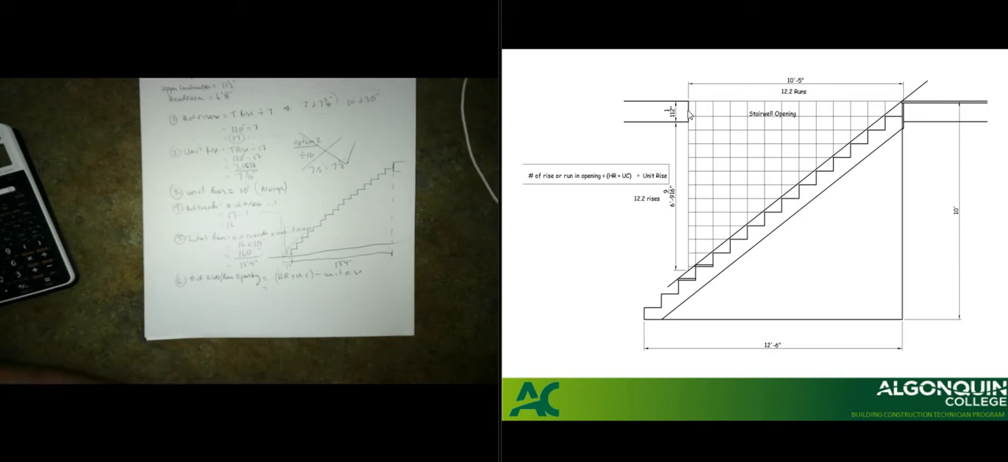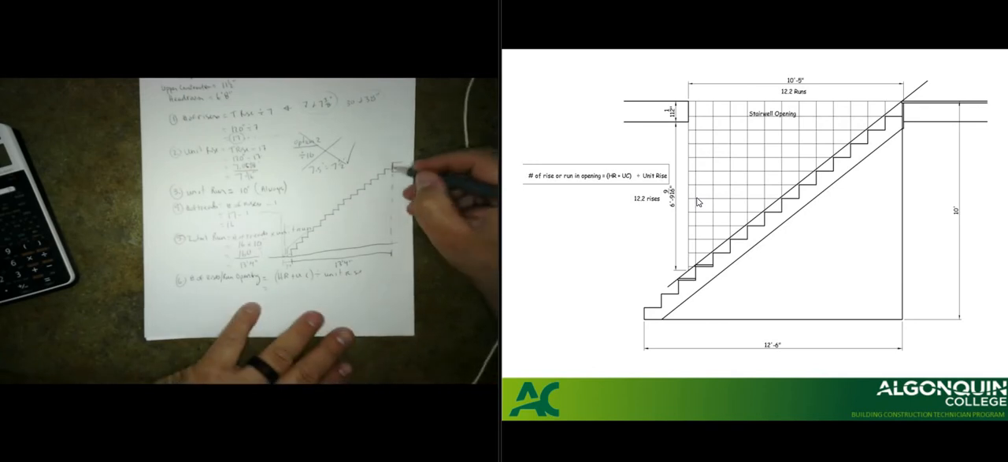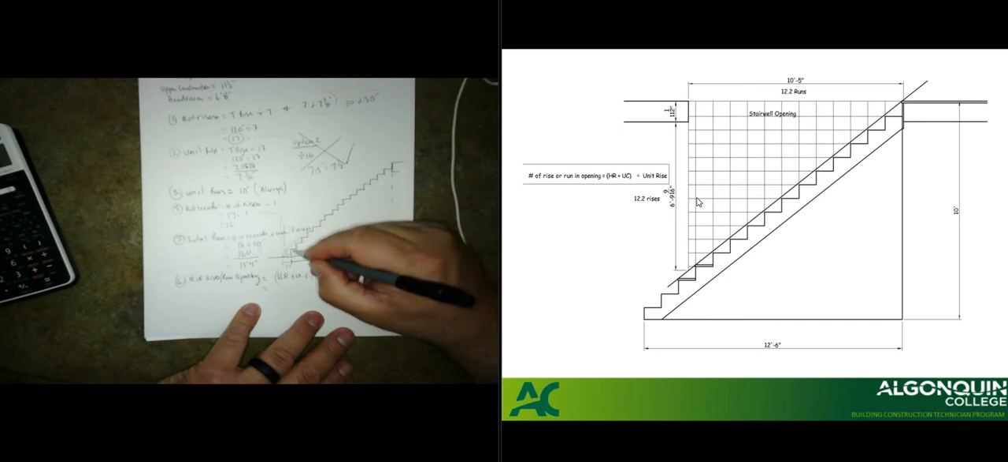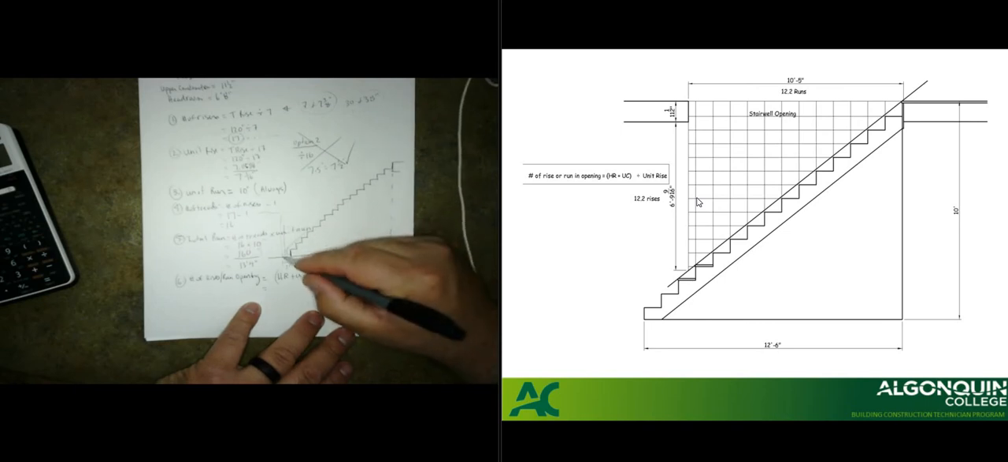So if we have 12.2 rises, that means we have 12.2 runs, because there's the same number of runs as there is rises in the stairwell opening. I know we kind of just said the opposite of that, right? When we did this set of stairs, there's actually 17 rises. 1, 2, 3, 4, 5, 6, 7, 8, 9, 10, 11, 12, 13, 14, 15, 16, 17. But there's only 16 treads.